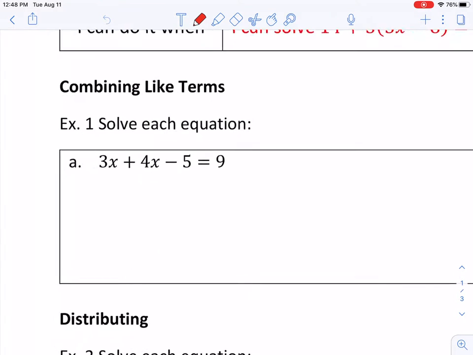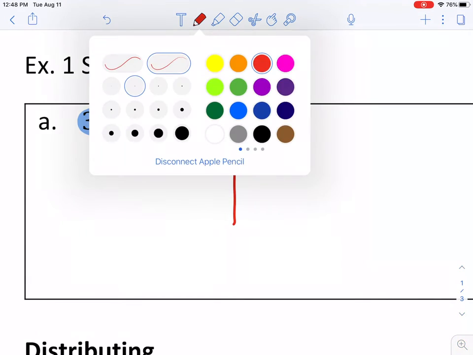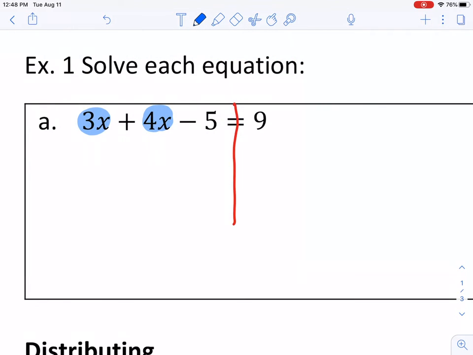So when we are combining like terms, I'm going to look at my equation, and I'm going to look on the left side and the right side of my equation. And on the left side, I'm going to look for anything that is a like term. That means it has the same variable and the same exponent. So in this case, I'm going to highlight in blue my like terms, which is 3x and 4x. So 3x and 4x are like terms. I can combine them. So I'm just counting up how many x's total. Well, 3x and 4x gives us 7x total.